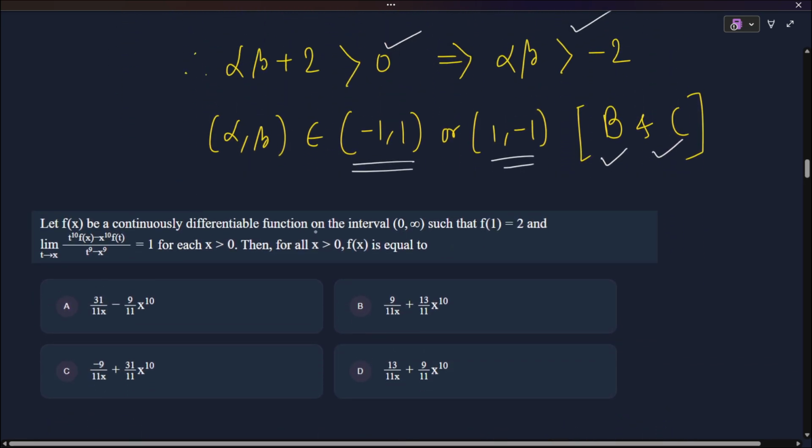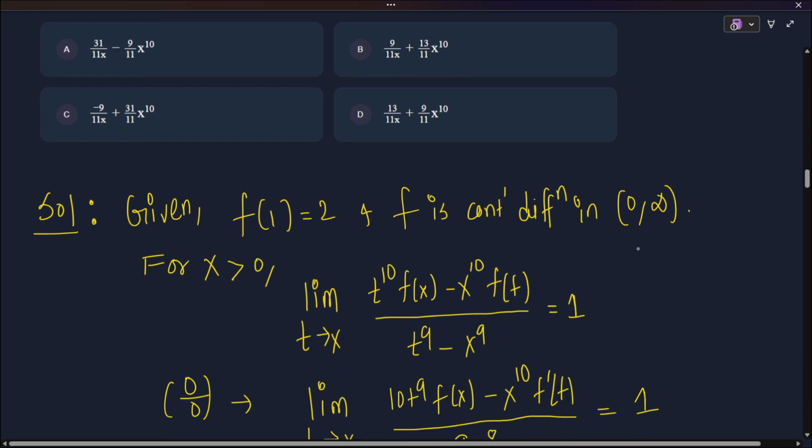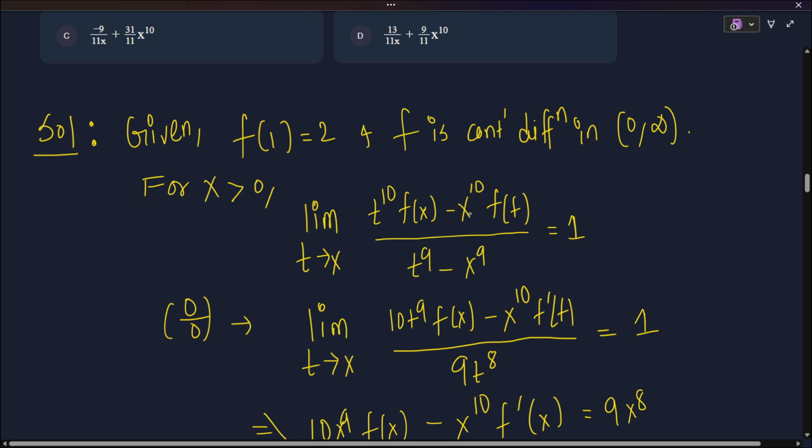Let fx be a continuously differentiable function on the interval 0 to infinity such that f of 1 is 2 and this limit is 1 for each x greater than 0. Then for all x greater than 0, f of x is equal to, we have to find the value of f of x. Okay. Now, this is again a very simple problem.